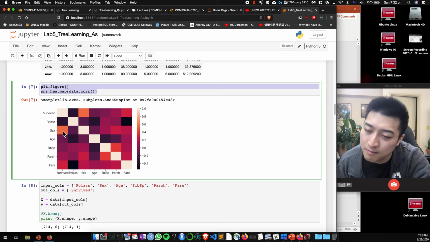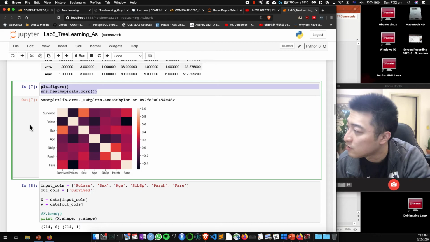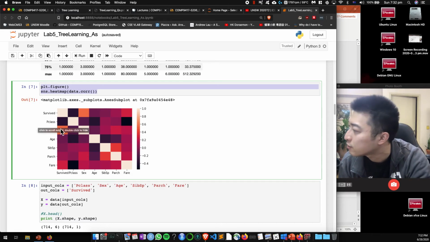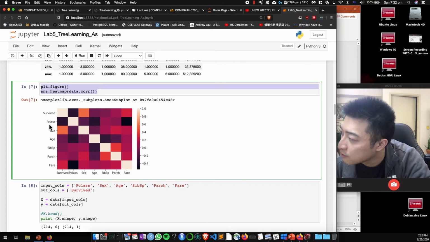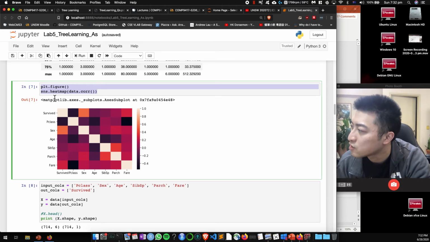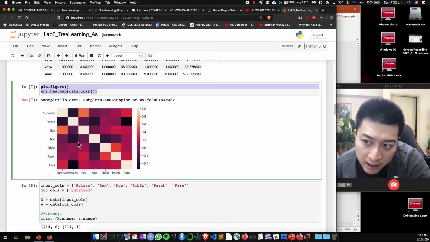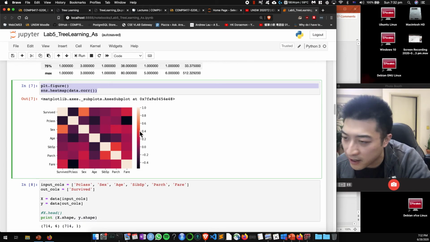It is somewhat historical. Women and children first, right? That's how they did things in the lifeboats. And this one, passenger class, is negatively correlated. So if you're class number one, you're rich, you're more likely to survive. And that's nice. You can also see correlations between the features as well. This is nice to get a handle on the data.